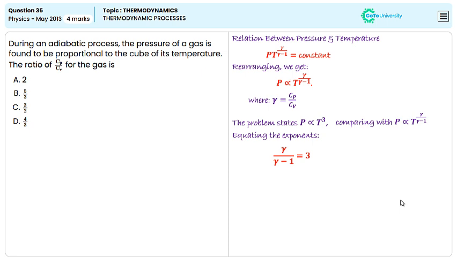Let us multiply throughout by gamma minus 1. So we get gamma is equal to 3 into gamma minus 1. Let us expand and simplify this. We get gamma is equal to 3 gamma minus 3. Rearranging the terms, we get 2 gamma is equal to 3, which means gamma is equal to 3 by 2. So the correct answer is option C, 3 by 2.